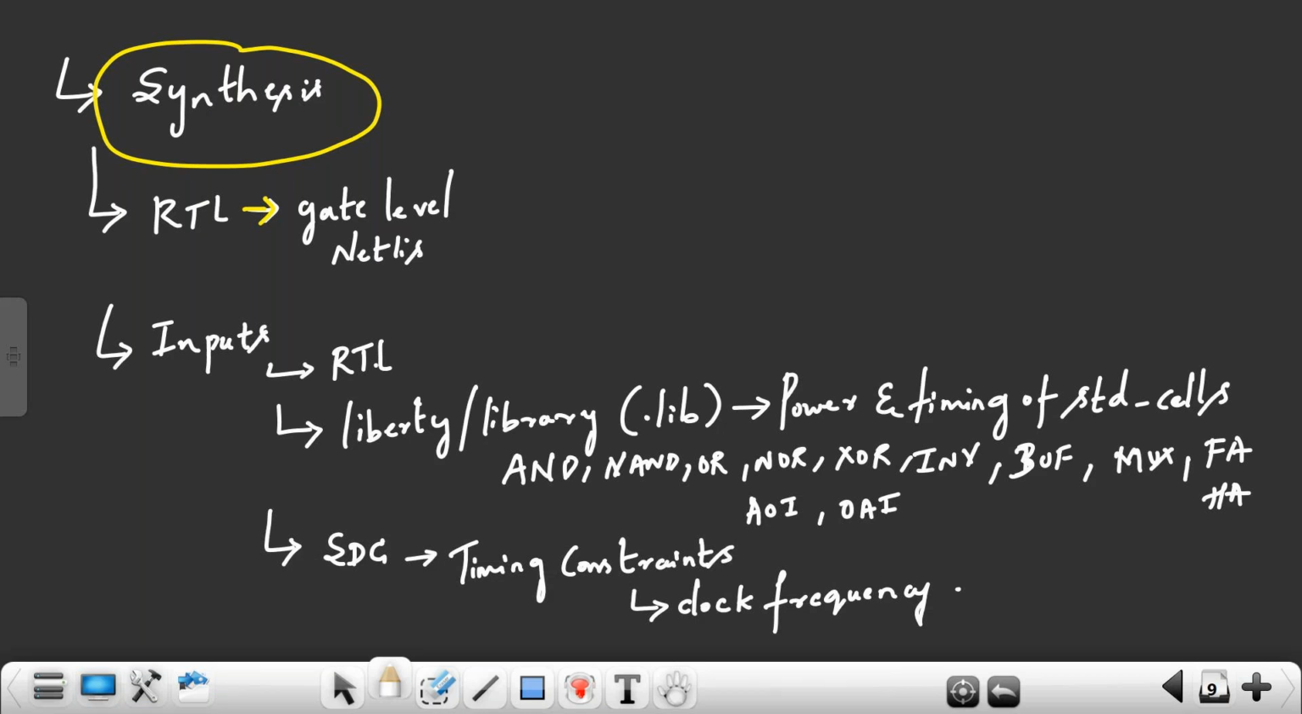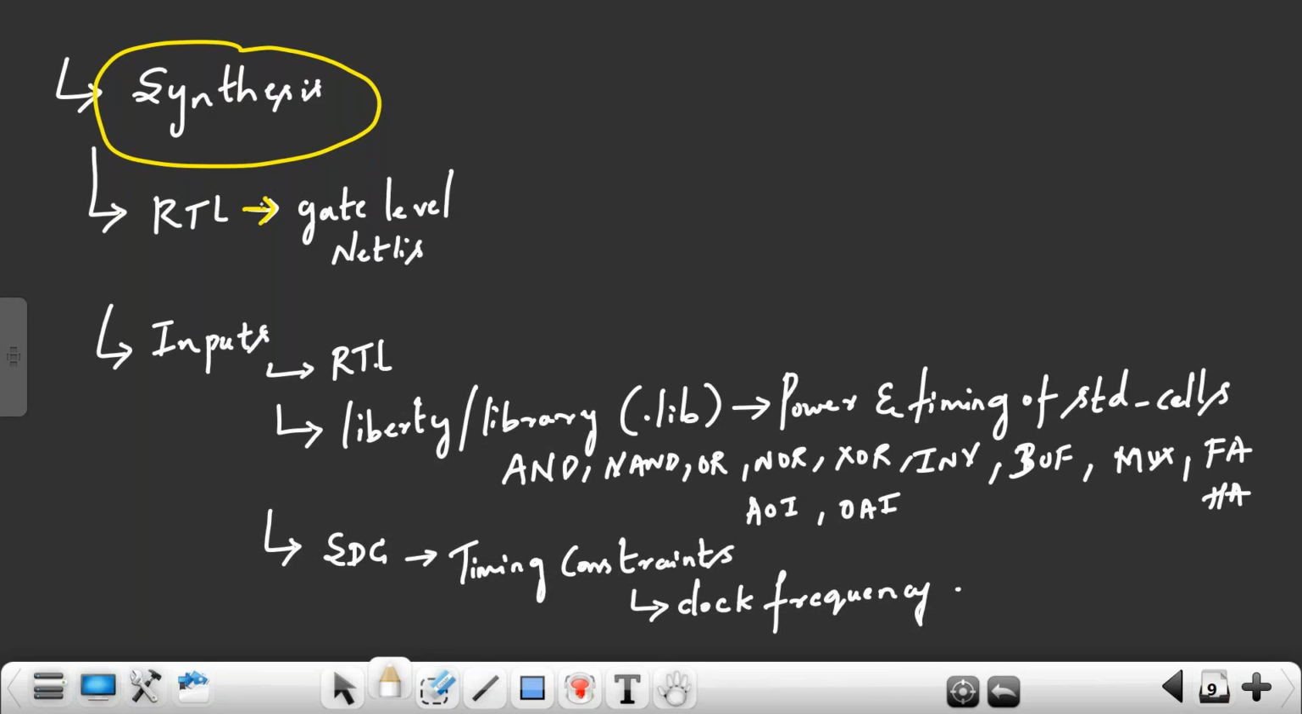From these inputs, your tool will convert to a gate level netlist. It will pick all the cells from the liberty library file. It will create the gate level structure and create a gate level netlist in such a way that you meet this clock frequency. Your design should work with this clock frequency. How do you identify whether your design is working with this clock frequency or not? You will do setup and hold analysis, that you will do in STA. So Synopsys design constraints mainly has the clock frequency. You mention the clock frequency with which your design should work.